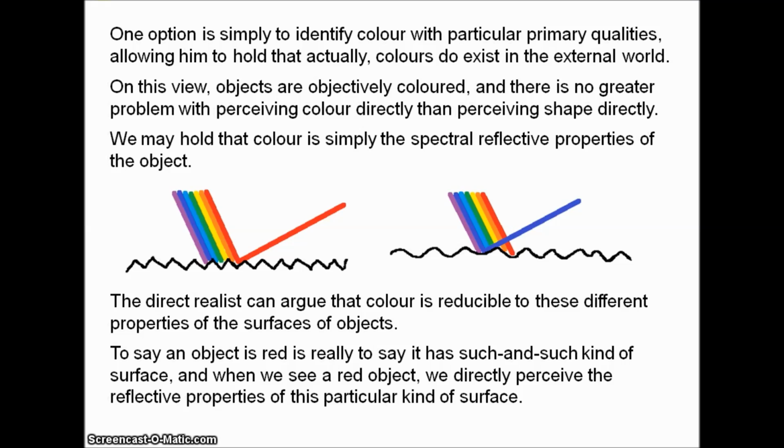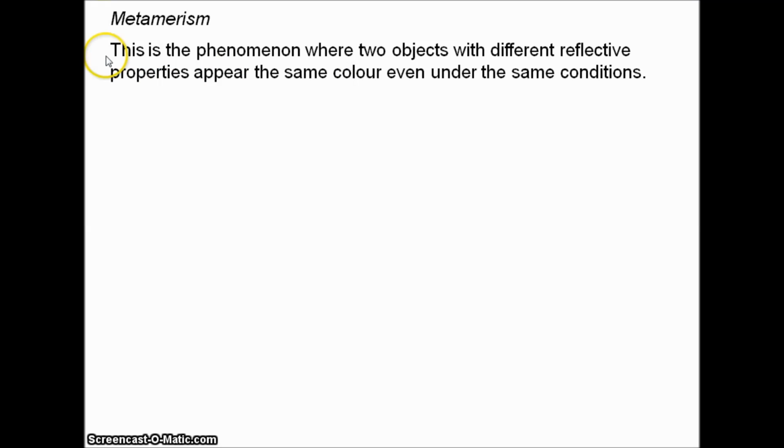Of course, you might need to adjust this account a little bit. With translucent objects, you wouldn't necessarily perceive the surface, but you get the point. To say that an object is red is just to say that it has certain kinds of reflective properties. And to say it's blue is to say it has certain other kinds of reflective properties. Now, there is a problem with this approach, and it concerns a phenomenon called metamerism. This is the phenomenon where two objects with different reflective properties appear to be the same colour, even under the same conditions.